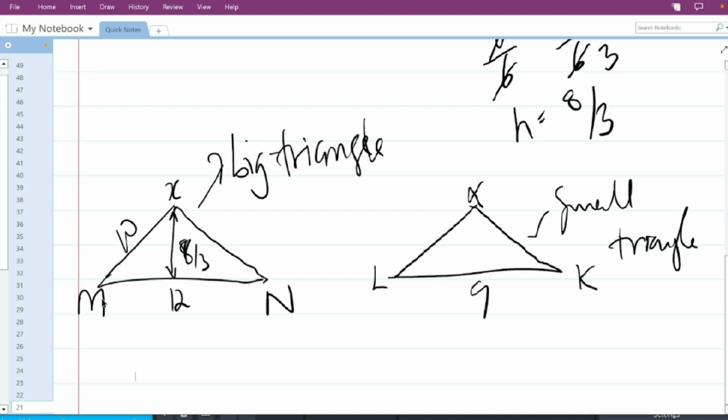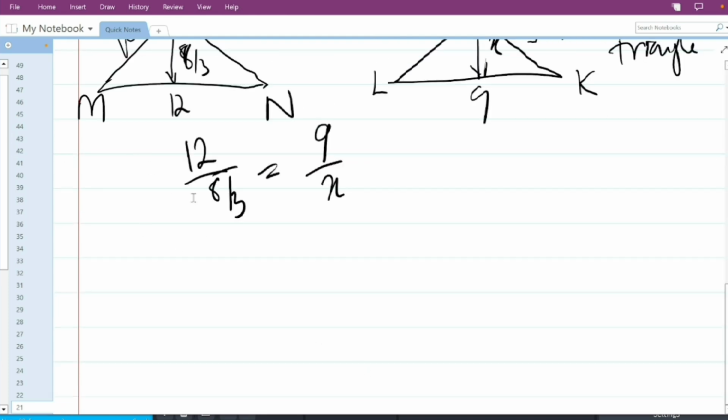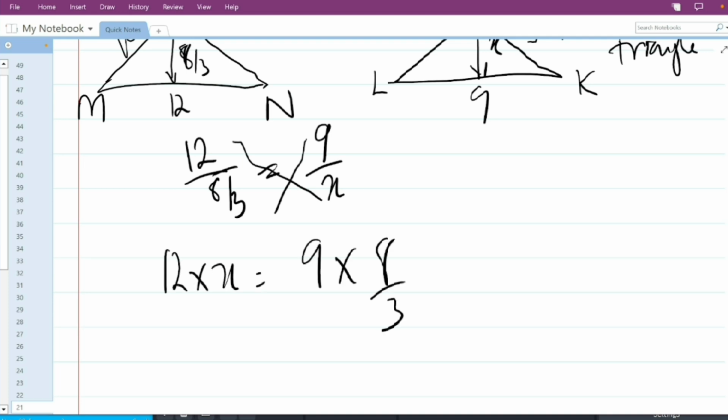At this point, we want to equate the base of this over its height to the base of the smaller triangle to the height, which is unknown. So we have 12 over 8 over 3 equals 9 over x. This is our x unknown. On the next line, we'll cross multiply. Don't worry too much about this 8 over 3. It's not going to really affect you if you're very good at your fractions. Let's cross multiply. So we have 12 times x equals 9 times 8 over 3.